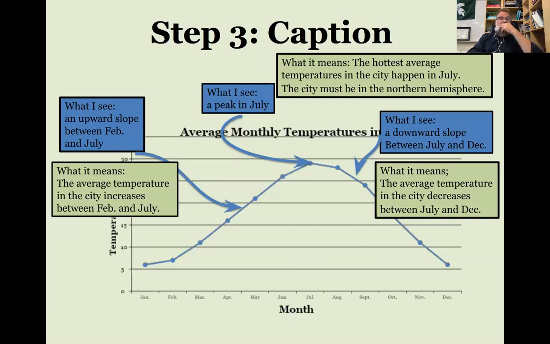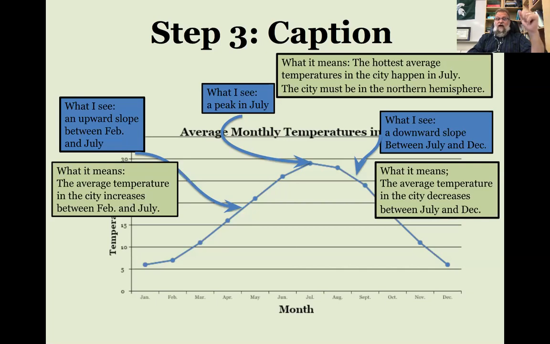So if we take these together, I can start out with a beginning sentence, a topic sentence. The average monthly temperature in a US city changes over a year. In the beginning of the year, from January through February, we see an upward slope in the graph, which indicates that the average temperature is increasing between February and July, going from approximately 7 degrees to about 29 degrees Celsius. The temperature peaks in July at around 28, 29 degrees Celsius.